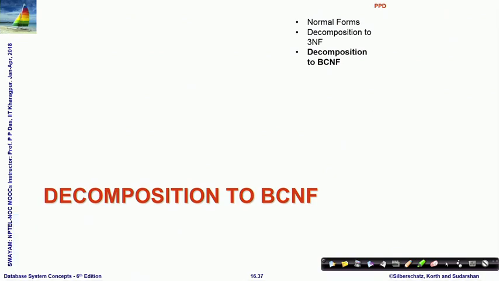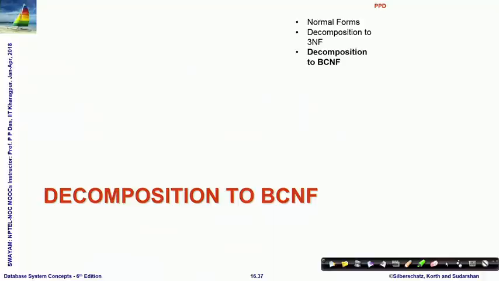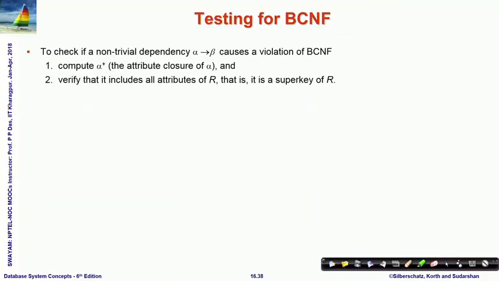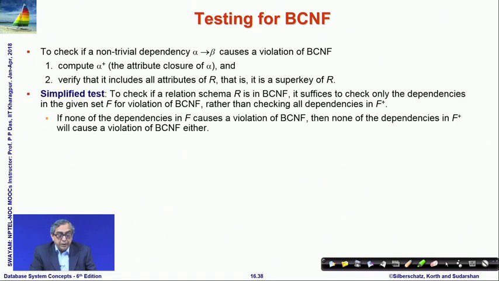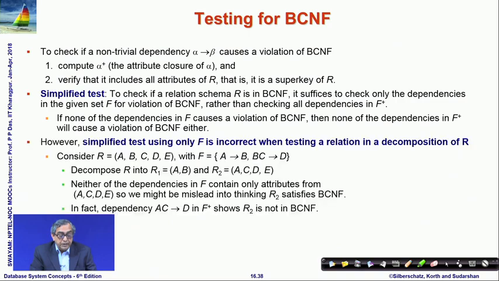Next we will quickly recap the decomposition into BCNF, Boyce-Codd Normal Form, which we had seen earlier. We know that BCNF guarantees that every dependency that exists must be either trivial or the left-hand side must be a super key. So, using the algorithm described here, you can test for BCNF.